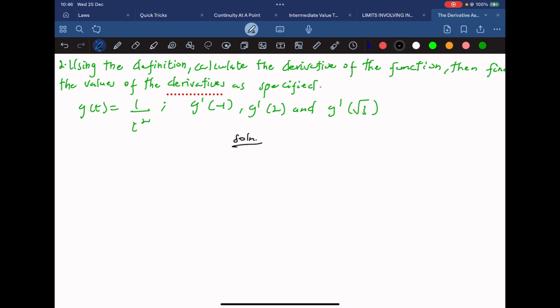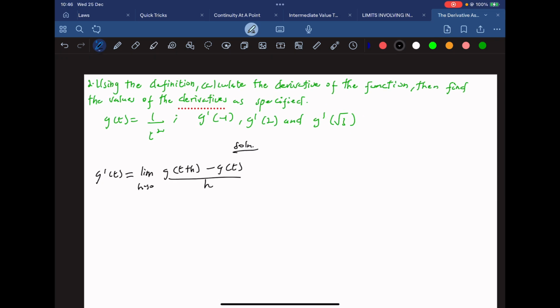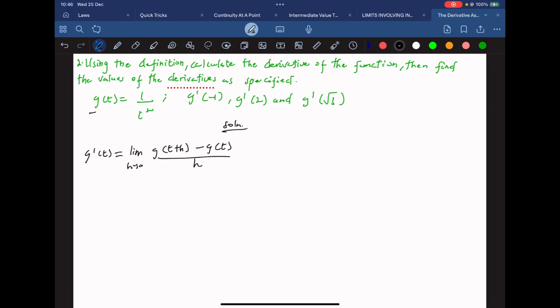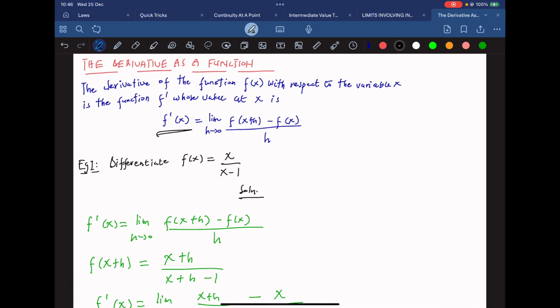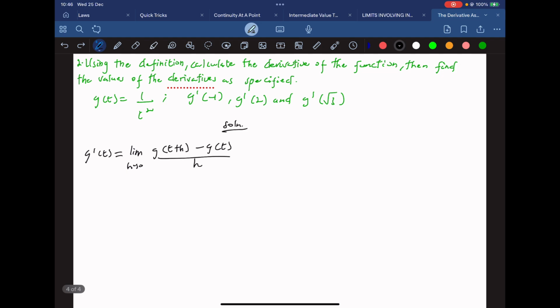So first of all, we have to write our limit definition. So g prime of t is equal to limit as h approaches 0. Now we are going to have g of t plus h minus g of t out of h. Now remember, this is now g of t. The other one that we were solving was just f of x, right? So it's just change of variable. So now we have this.